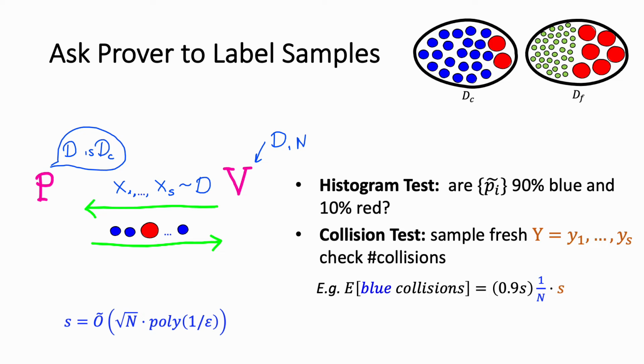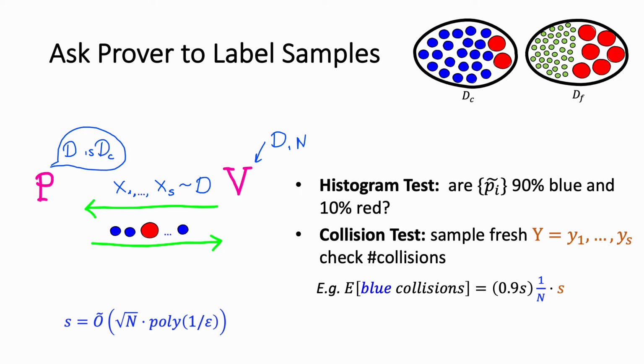As there are roughly 0.9 times S blue-tagged elements and S fresh samples in Y, the number of blue collisions we expect between the samples is as shown. Since we picked S to be in the order of square root n, we are assured that such collisions will occur in expectation. If the prover is truthful, these two tests pass.